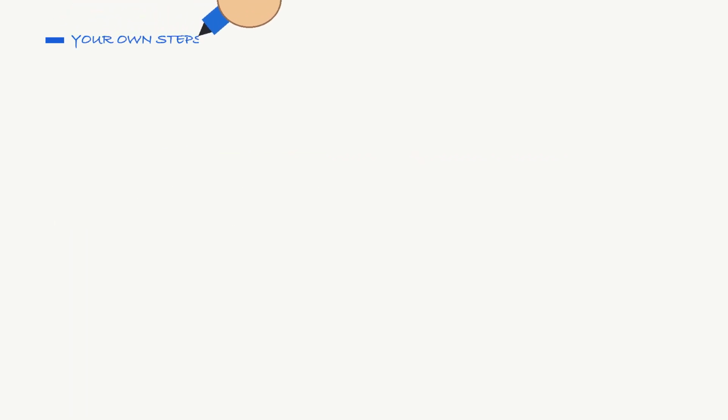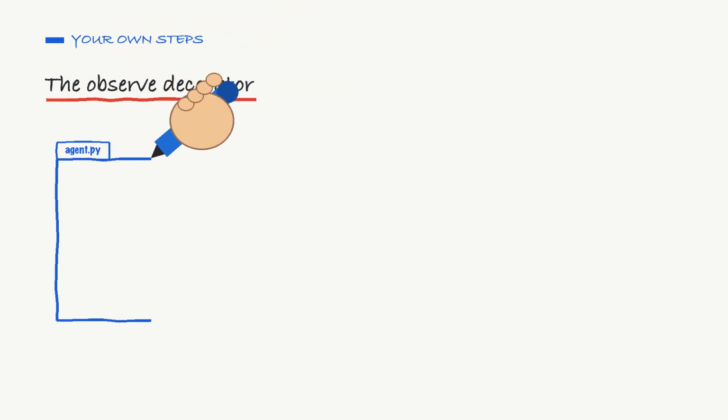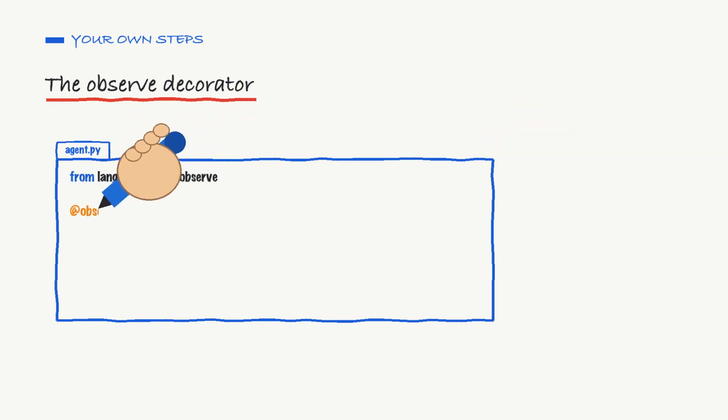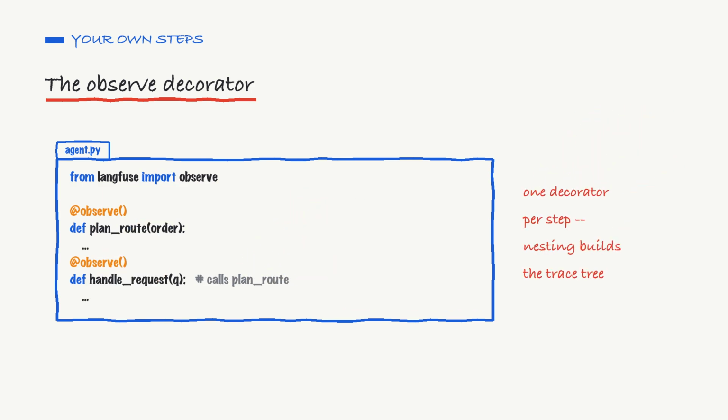For your own functions, the tool calls, the planning steps, you use the observe decorator, one line above each function. And because your functions call each other, the decorators nest automatically, building that trace tree for you. Your agent's real structure, captured with almost 0 extra code.